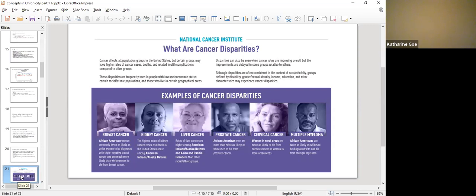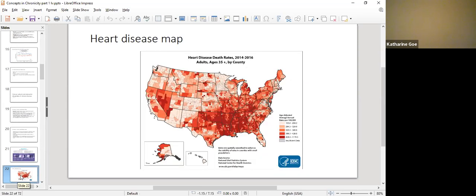This is just for your information. It shows you some different examples of cancer disparities, and you can see that there's a pretty dramatic difference across populations, ethnicities and race. Here is an illustration of how geography plays a role in heart disease incidence. And you can see it's very highly concentrated in the South and also in Nevada and also in the industrial area of Michigan.